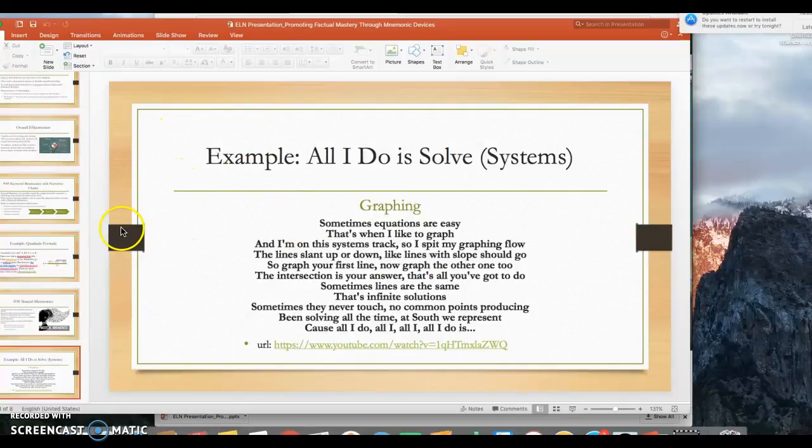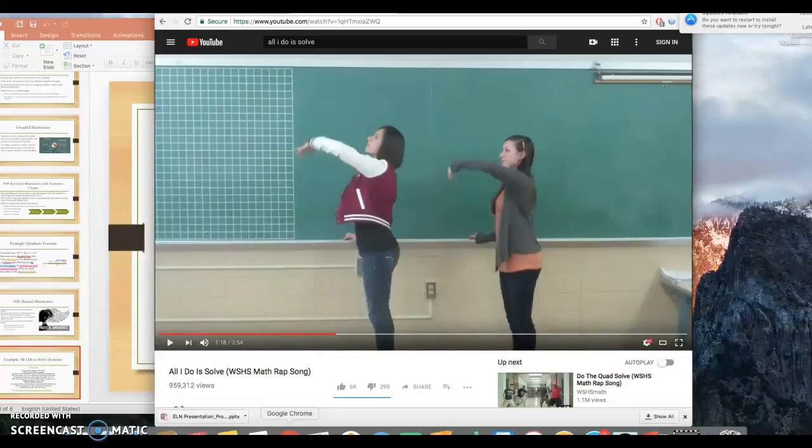So with that video being shown, it also encourages students to have a fun way to remember their important mathematical concepts that they are learning in school.